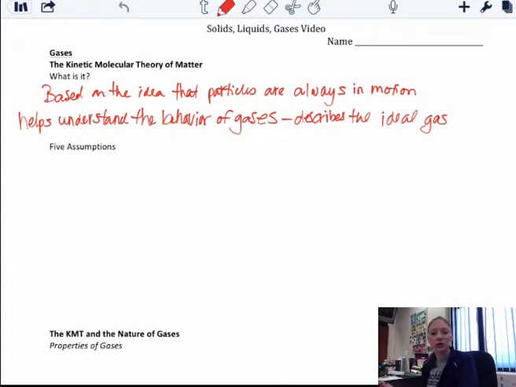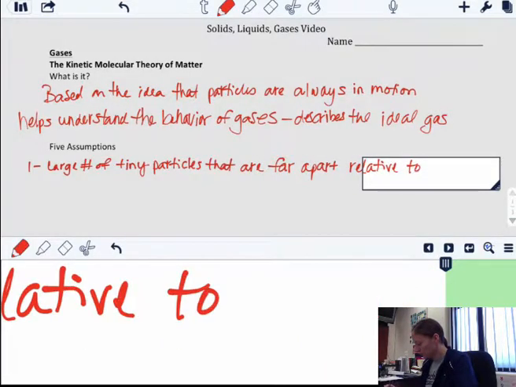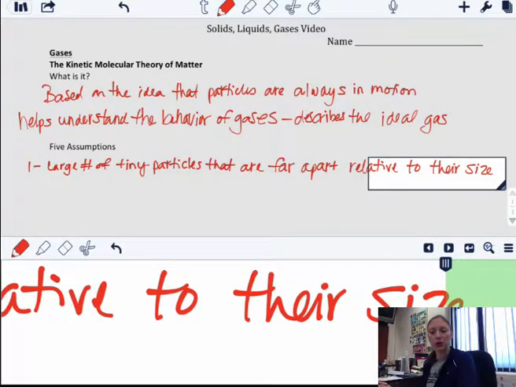Okay? It also helps us understand the behavior of gases, and it describes what we call an ideal gas. We'll talk a lot more about ideal gases and some more specifics later on in the year. Right now, we're going to talk about the 5 assumptions of the kinetic molecular theory, which means the 5 things that we assume about gases and how they work. Okay, the first one is that gases have large numbers of tiny particles that are far apart relative to their size. So that means you've got lots of little particles, they're really small and they're very far apart.